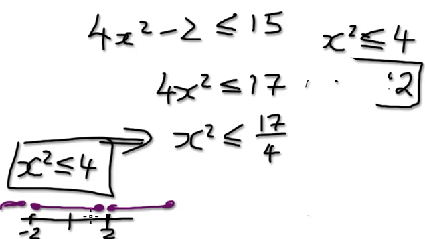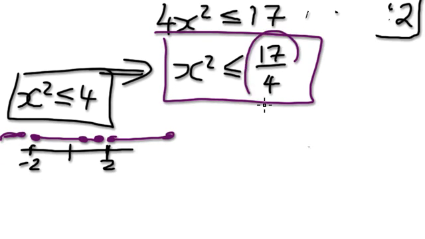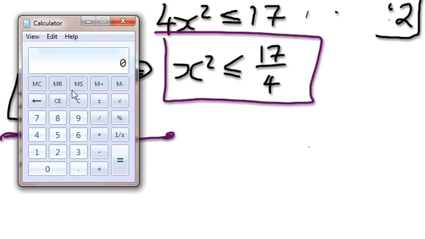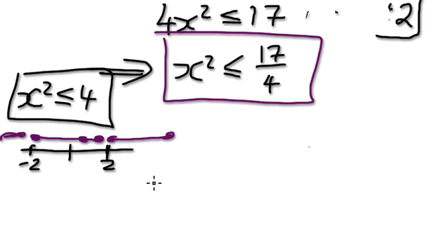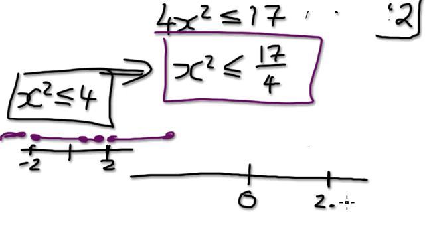So inside your mind, you're going to square root both sides. So square rooting both sides will give us 17 divided by 4, and then we've got to square root it. So the critical point is 2.06. Okay, so your number line will look like this. 0 here, a critical point would be positive 2.06, and the other one is minus 2.06.